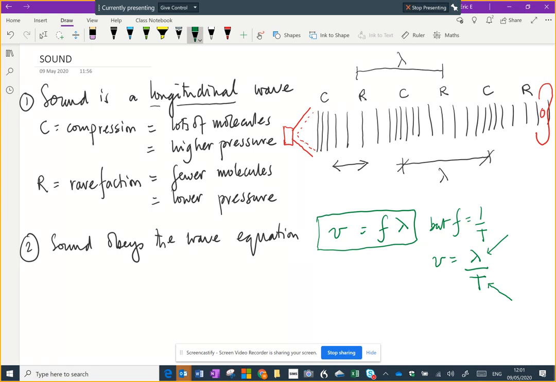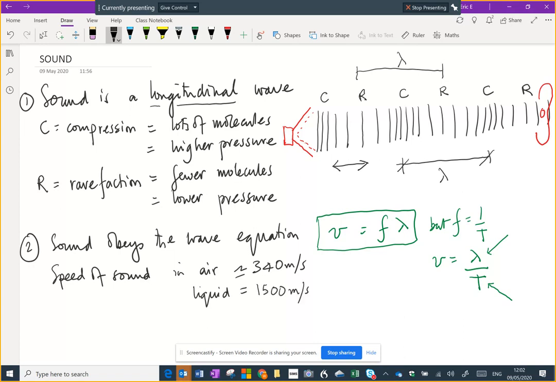The sound obeys the wave equation, but then the speed of sound in air is usually, we reckon, about 340 meters a second. But a sound can also travel through liquids, which is just as well for whales, otherwise they wouldn't be able to talk to each other. And it travels quite a bit faster. And actually, in solids, it travels even faster still.